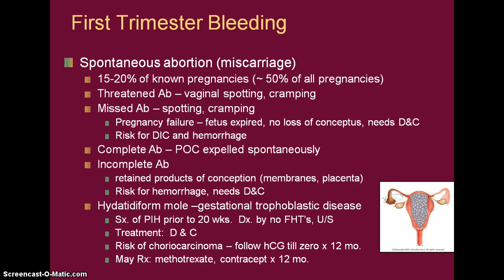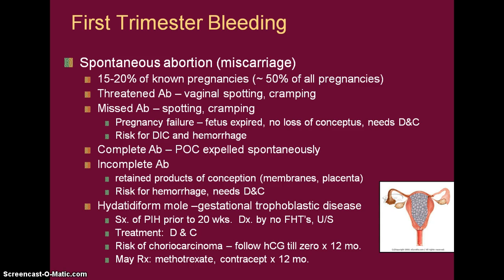In the first trimester of pregnancy, the most common cause of bleeding is spontaneous abortion or miscarriage. This is a fairly common event in that 15 to 20% of known pregnancies result in miscarriage and up to 50% of all pregnancies, so that many of them occur before the woman even knows that she's pregnant. What you see listed are the different types of spontaneous abortion and their description.